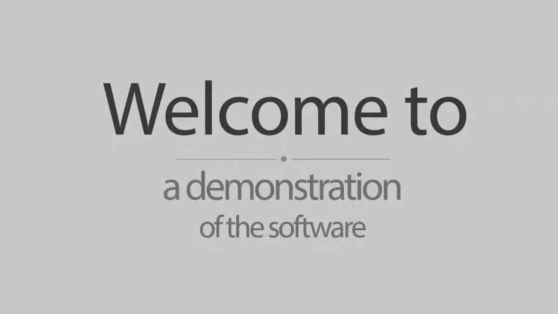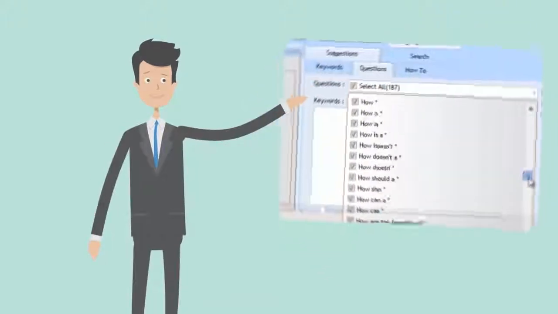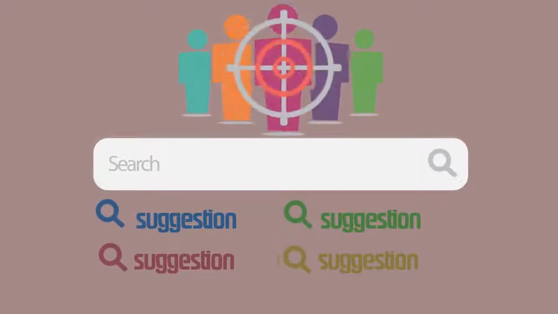Welcome to a demonstration of the software. In the next few moments from now, I'll be showing you how you can take advantage of this software that's been inspired by the Google Hummingbird update. The software leverages the power of 9 major search engines, pulling back suggestions that get searched for by real users.